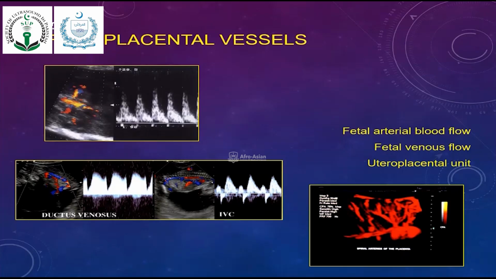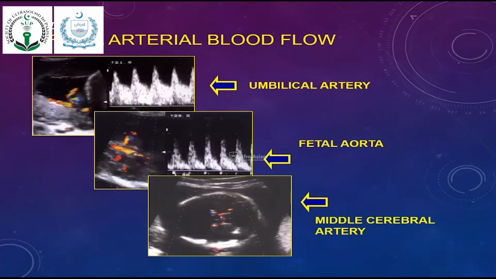For fetoplacental vessels, you can see the aorta. We look for the aorta, ductus venosus, and IVC. So fetal arterial blood flow, fetal venous flow, and uteroplacental units are assessed. This is the power Doppler in the placenta.